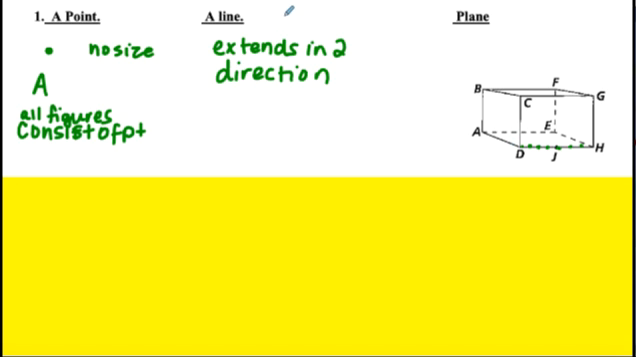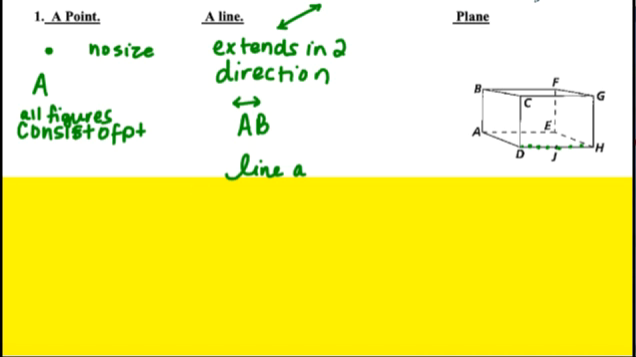So although in this cube I've actually drawn line segments, a line would actually go on forever. You're used to drawing lines in the coordinate plane, and we always put arrows on the end of lines. When we're describing a line in geometry, we're going to use two capital letters, and we're going to put the line symbol above it, like that. We might also use a small letter and write it as line A.